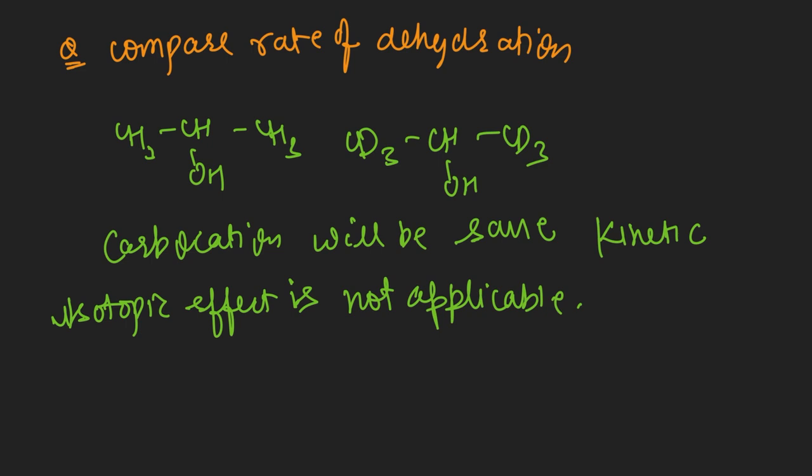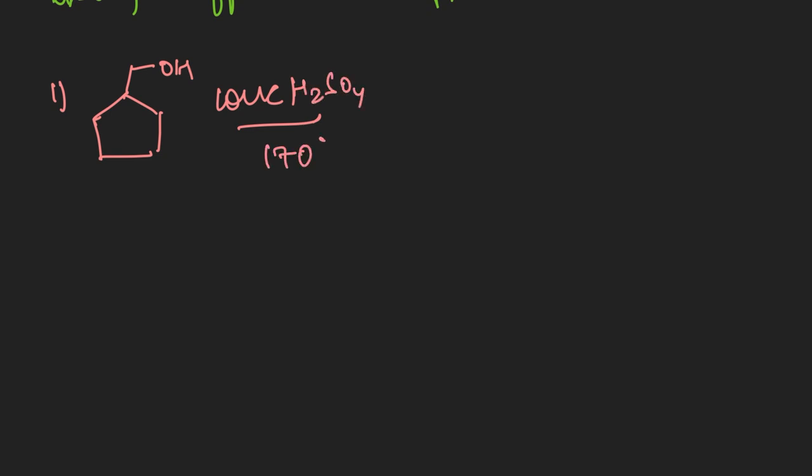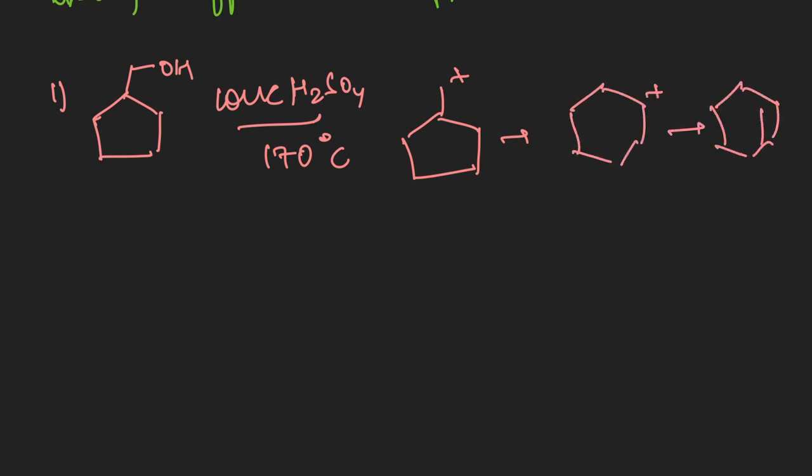So let's solve some problems of this reaction. First of all, we have OH. The reactants are concentrated H2SO4 and temperature 170 degrees centigrade. So what will happen? Carbocation will be generated, then it will rearrange, and then it will form an alkene. That's how we have to solve the question. So I am writing the question. Just take a pause and try to answer on your own.